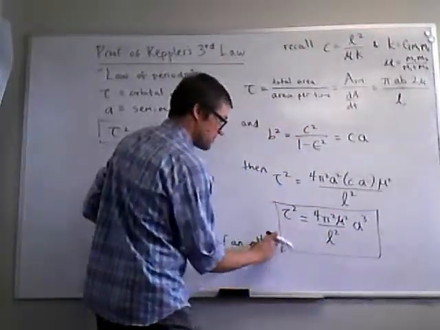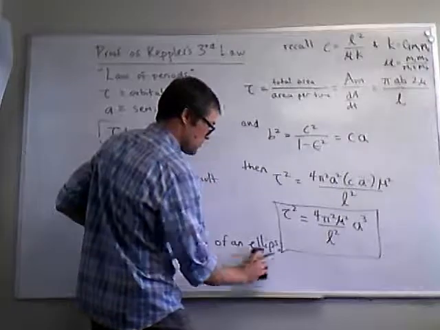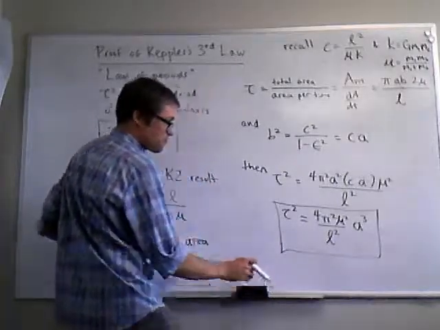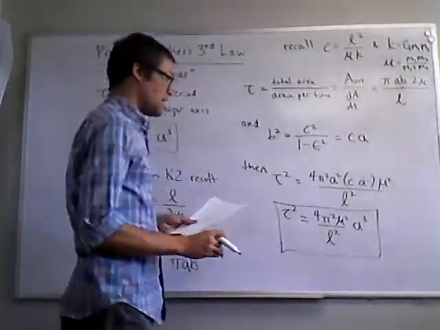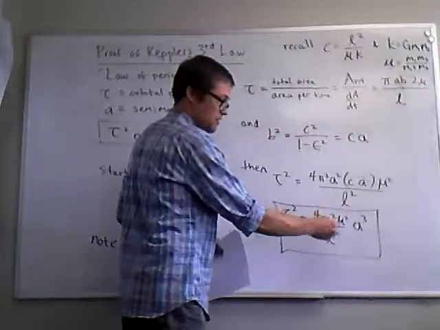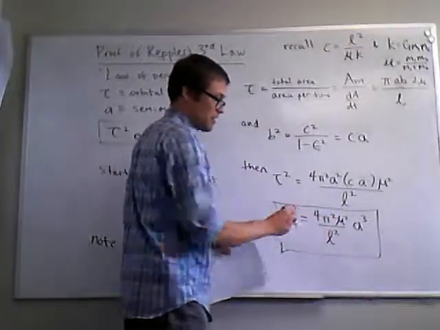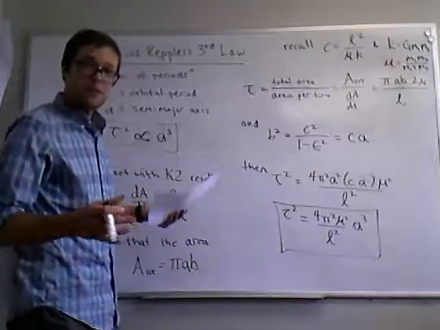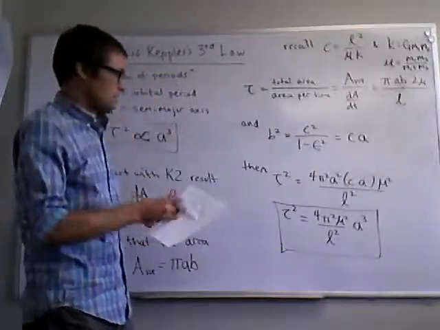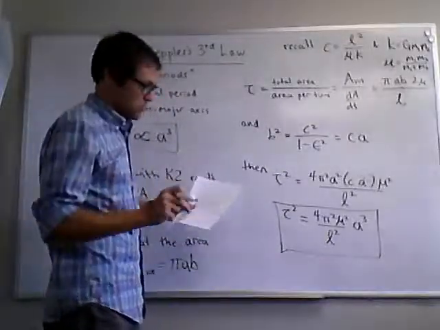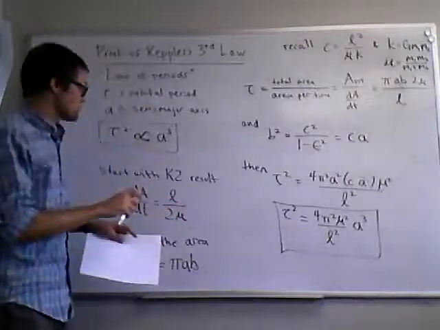That's done, right? That is Kepler's third law now proved. And the proportionality constant here is related to the reduced mass and the angular momentum of the two-body system. So that concludes, I guess, a proof of Kepler's third law.